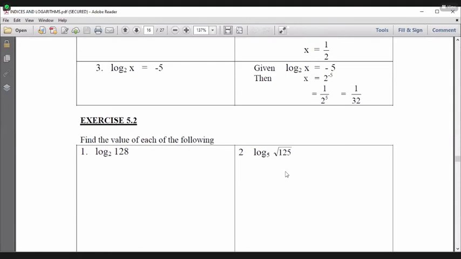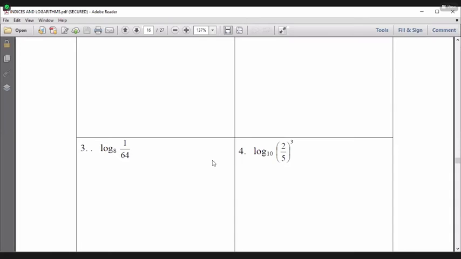Good. This other one, let's look at these last two before I give you others to work. Let's look at 3 and 4.